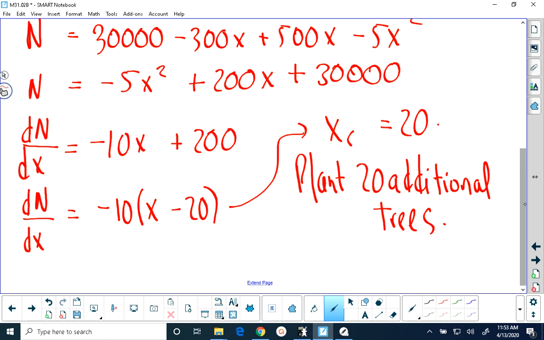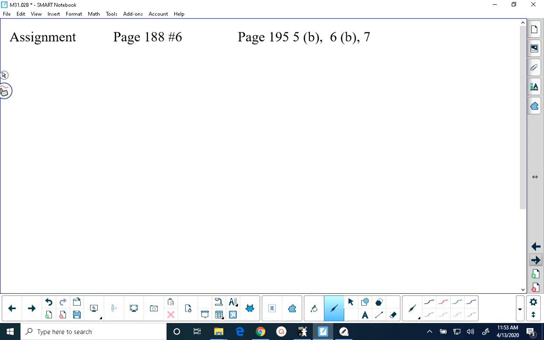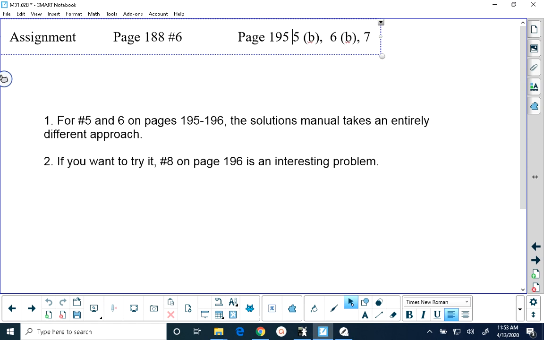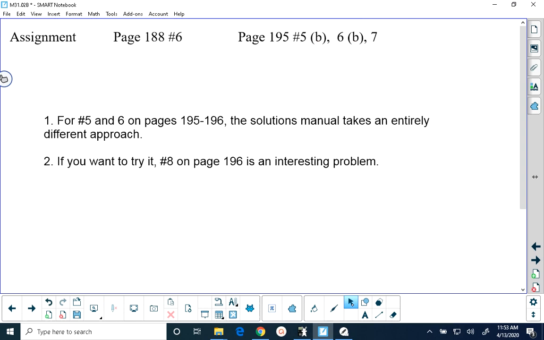So a couple more examples that we looked at today, fairly short lesson. And you don't really have a lot to work on for next time. I am moving on tomorrow, so tomorrow we're moving on to more complicated problems. On page 195, do number 5b, number 6b, and number 7. So just 3 questions to work on for next time. Oh, sorry, and page 188, number 6. So you got 4 questions to get some practice with.